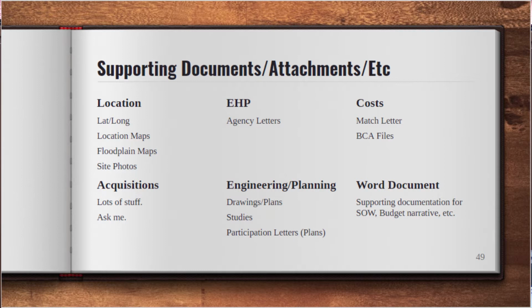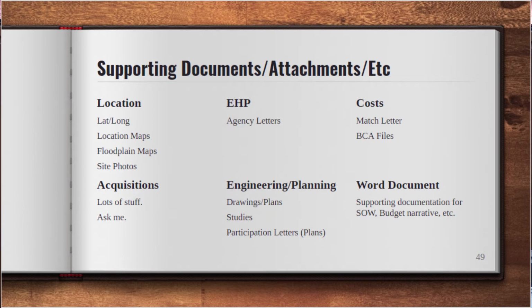So when you do your location, you're going to need to know the lat and long. You're going to have to upload location maps. When you describe your geographical area, FEMA wants to see a map of what you're talking about. A floodplain map, so you have to say whether the project is in a floodplain or not, and then you have to show your maps showing where those floodplains are and whether you are in one or not. And then site photos. Oftentimes they want photos of the building you're retrofitting or the site that you're going to be fixing. So have those ready to attach.